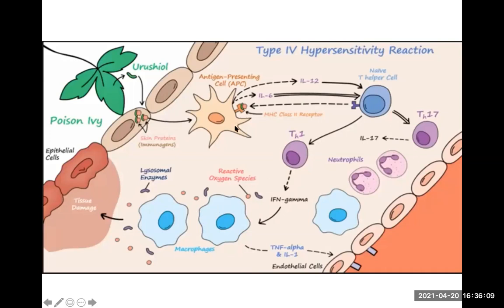And there's a couple different pathways that can take place. This first pathway leads to tissue damage through macrophages causing tissue damage. There's another pathway that can happen where you get the recruitment of neutrophils, which essentially is going to end up with the same result.